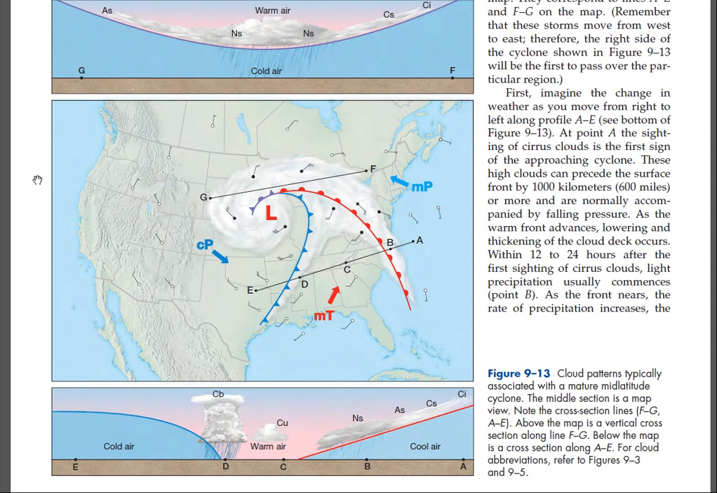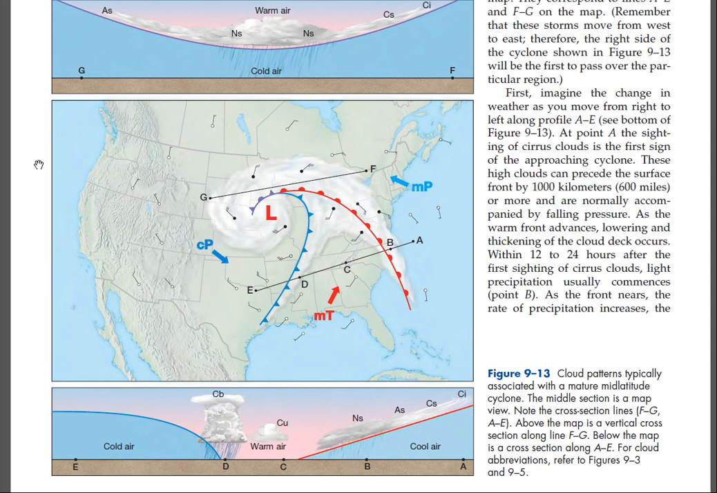Using Figure 9.13 as a guide, let us examine these weather producers and the changes you might expect if a mid-latitude cyclone passed over your area. To facilitate our discussion, profiles of the storm are provided above and below the map. They correspond to lines AE and FG on the map. Remember that these storms move from west to east, therefore, the right side of the cyclone shown in Figure 9.13 will be the first to pass over the particular region.